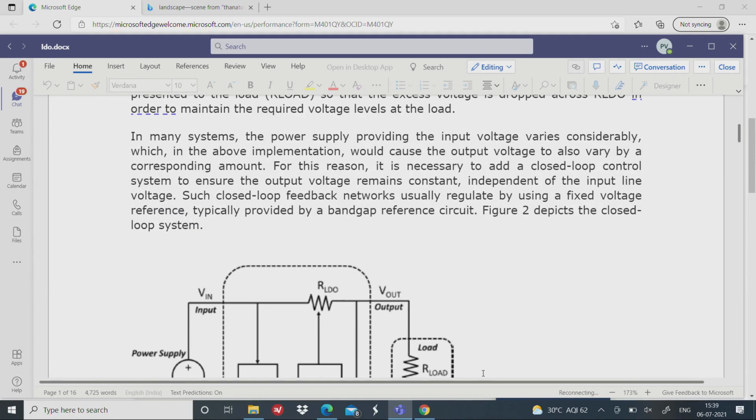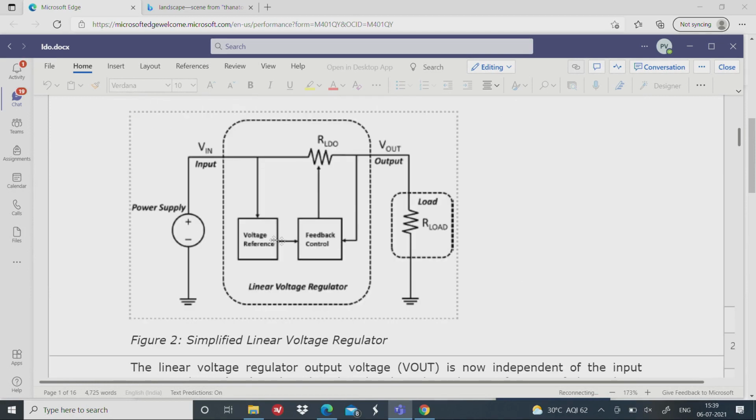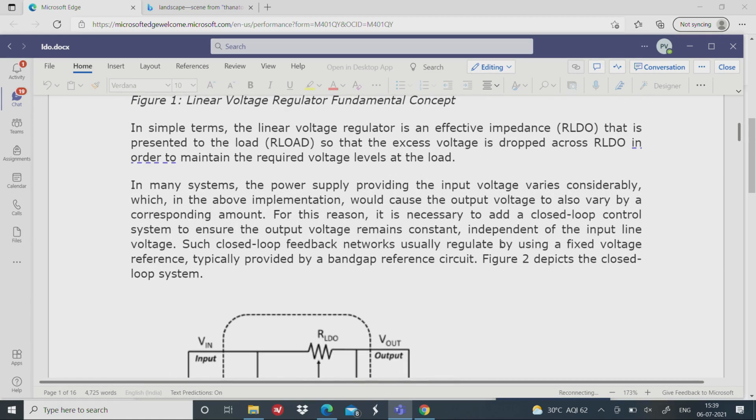See, now if you start going into a little more detail, remember this is a completely closed loop system, and unless you understand that there are so many loop parameters, you will not be able to get a grip on how the LDO is actually functioning. So we must go a little more slowly, and for this reason you must add the closed loop control system to ensure that the output voltage remains constant.